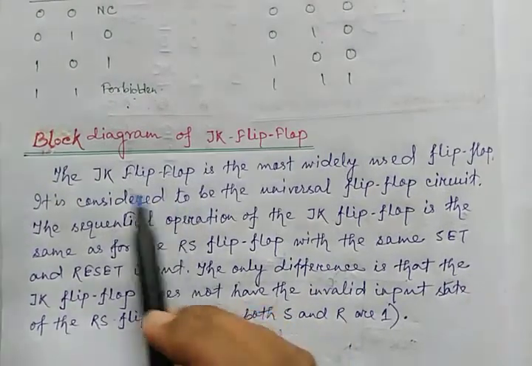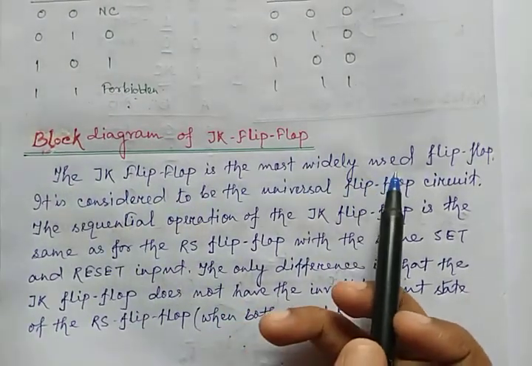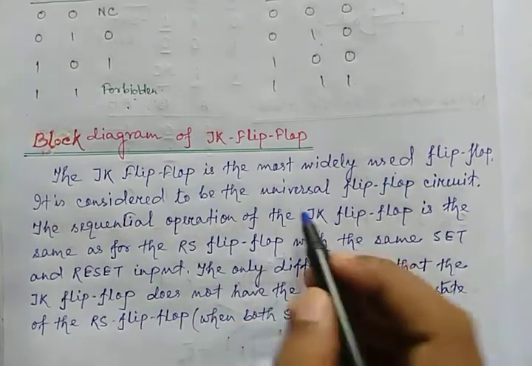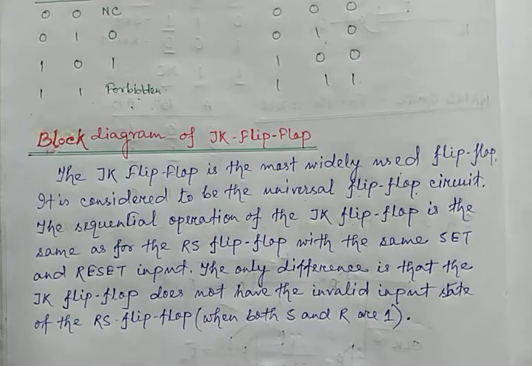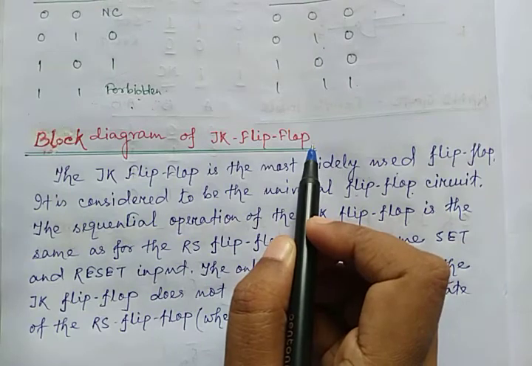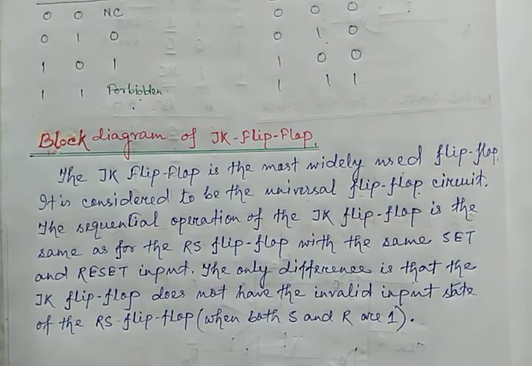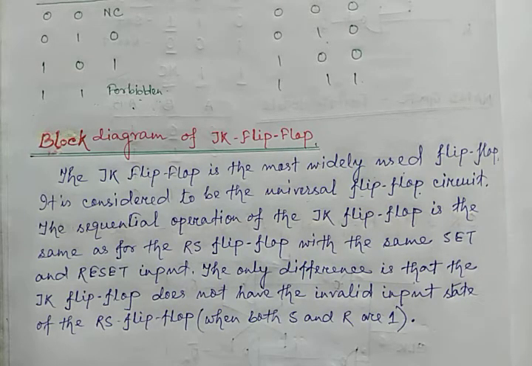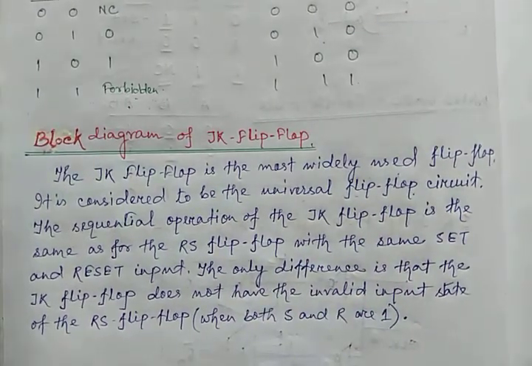So the definition of JK flip-flop is what we have learned. The JK flip-flop is the most widely used flip-flop. It is considered the universal flip-flop. Universal flip-flop means in most of the circuits where flip-flops are used, JK flip-flop is used. SR flip-flop is not used, as the forbidden condition exists in SR flip-flop and this JK flip-flop has removed that condition. So JK flip-flop is used in most of the circuits.